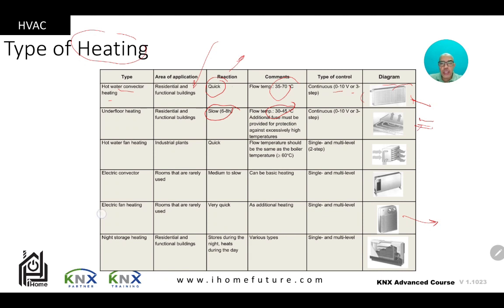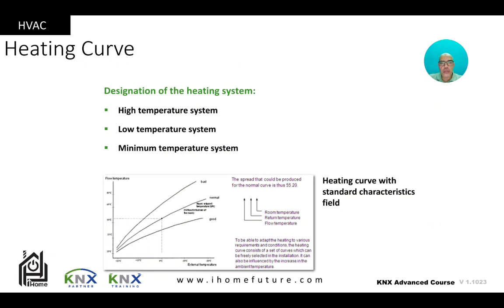This electric fan heating has a very quick response. It suits rooms that are rarely used, because you use it on demand, as additional heating, in single and multi-level setups. So you can check which device you should use depending on the nature of the device and the nature of using the room.